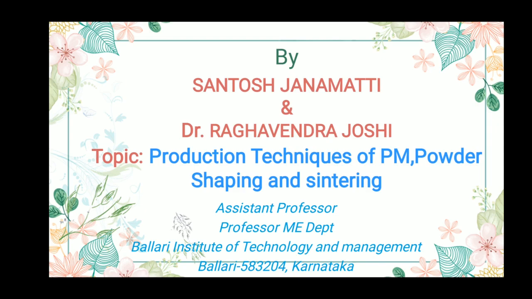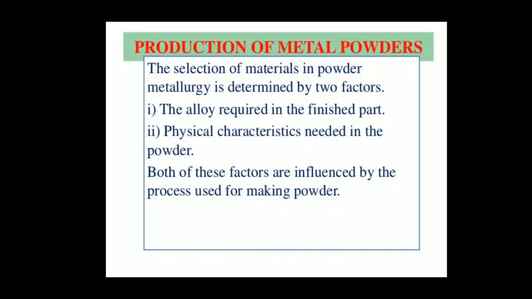Let's begin the session. Dear students, let us discuss the production of metal powders. The selection of materials in powder metallurgy is determined by two factors. Number one, the alloy required in the finished part. Number two, the physical characteristics needed in the powder. Both of these factors are influenced by the process used for making a powder.